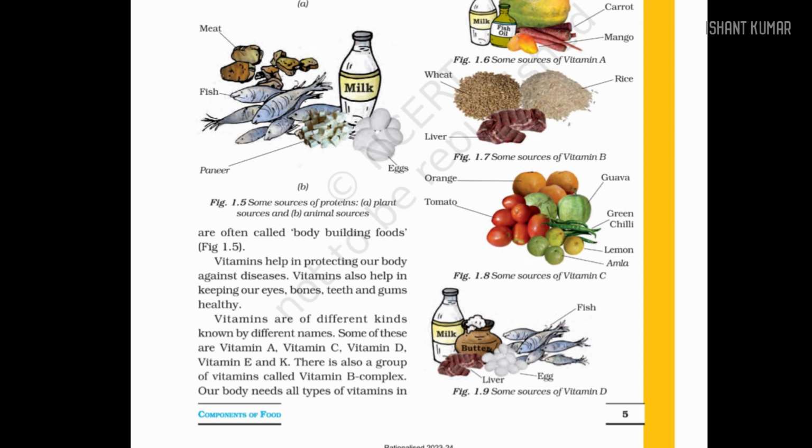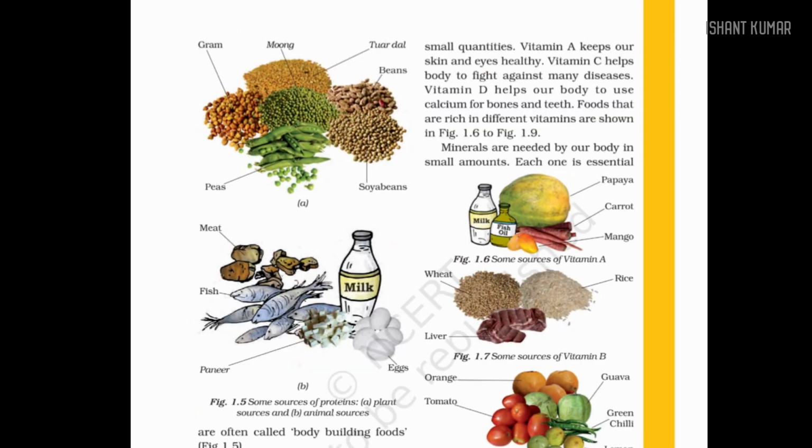Vitamins also help in keeping our eyes, bones, teeth, and gums healthy. Vitamins are of different kinds, known by different names. Some of these are vitamin A, vitamin C, vitamin D, vitamin E, and K. There is also a group of vitamins called vitamin B complex. Our body needs all types of vitamins in small quantities.